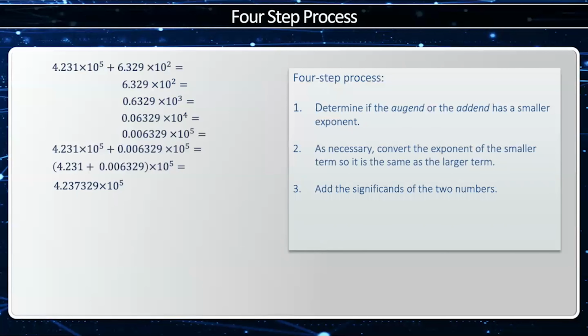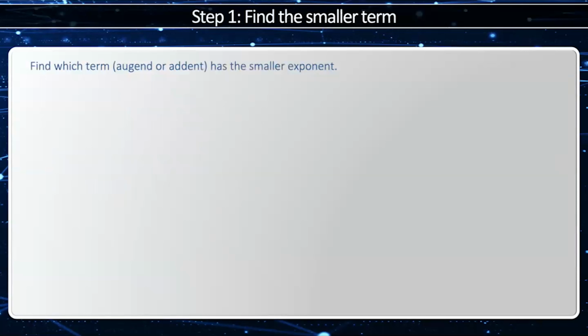Then we're going to add the significands of the two. Notice the exponents will be the same. And then finally, we're going to canonicalize it. This means we're going to take the exponent and the significand and put it into the standard format mandated by the IEEE standard.